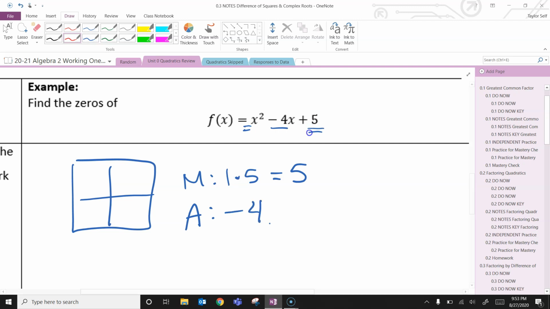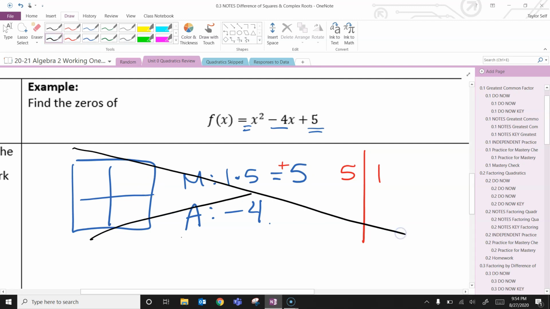What numbers can multiply to 5, add to negative 4? Well, if we do our little table, 5 and 1 multiply to 5, can those add to negative 4 and multiply to positive 5? We could make this negative, but then it would add to negative 4, but then it wouldn't multiply to positive 5. So here's the thing. Sometimes the box does not work.